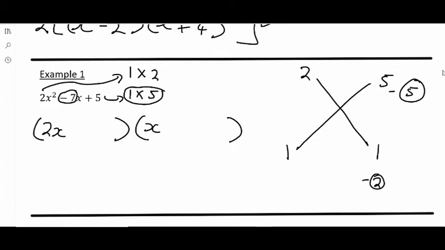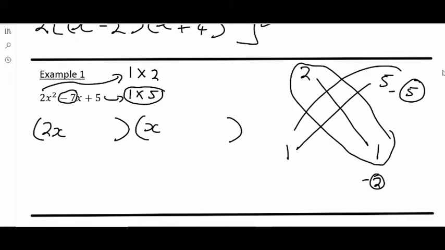Now, this is the special rule. Pay attention. These numbers cannot be in the same bracket, and vice versa. That cannot be in the same bracket as that. So the 1 and the 5 can't be together, and the 2 and the 1 can't be together.